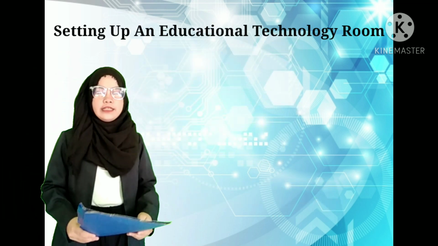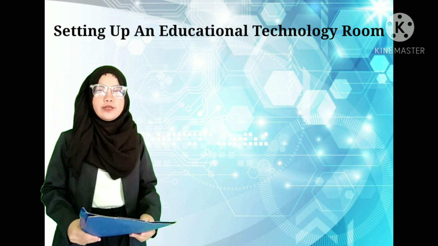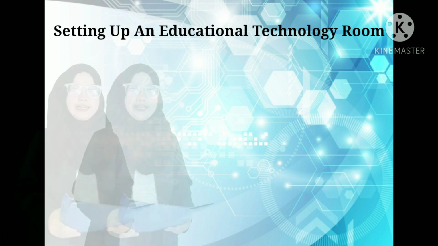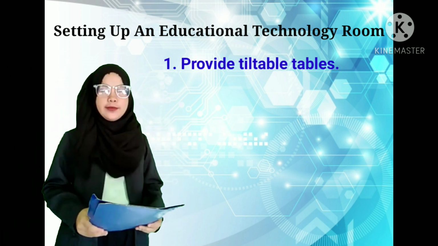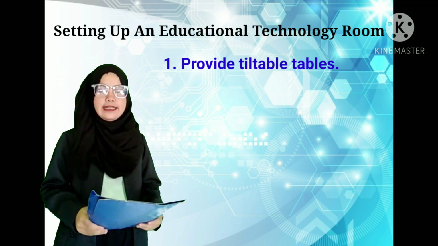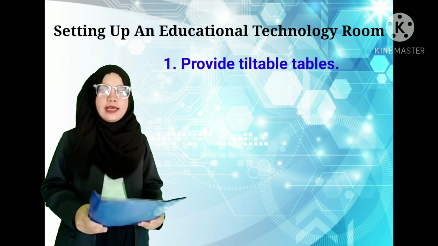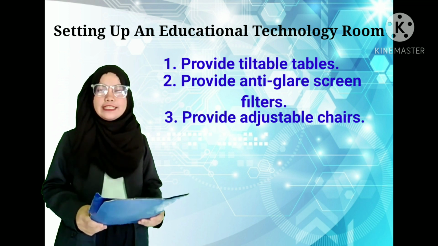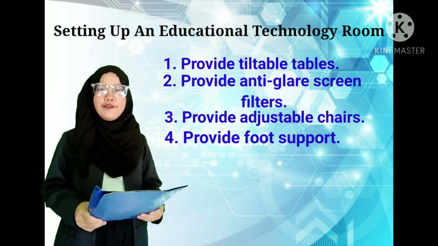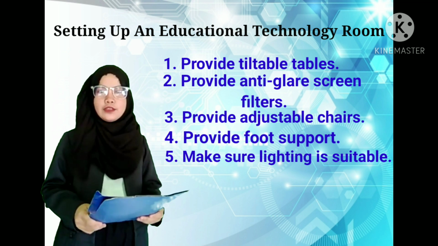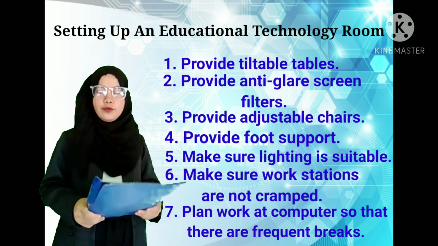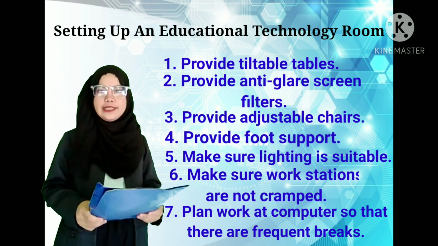In setting up an educational technology room, schools that plan to dedicate a room where the students can access technologies for learning should include the following basic safety rules. First, they need to provide tiltable tables. These tables can be adjusted and tilted to the heights of the users. Next, provide anti-glare screen filters. Next, provide adjustable chairs. Next, provide foot support and make sure lighting is suitable. Make sure workstations are not cramped and plan work at the computer so that there are frequent breaks.